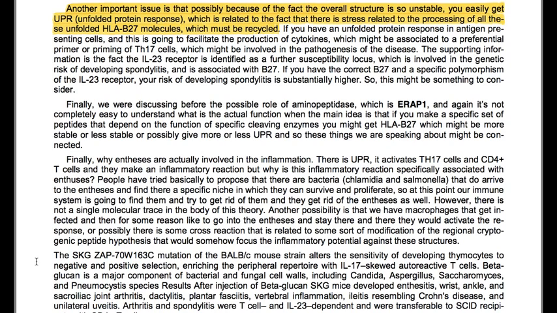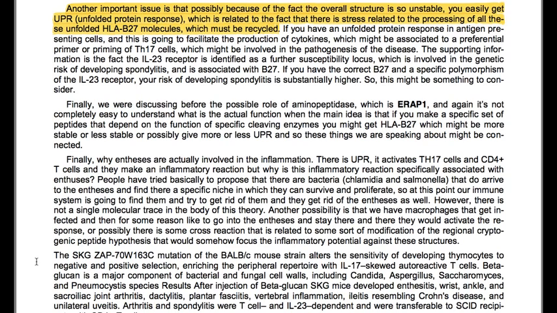If you have an unfolded protein response in antigen-presenting cells, this is going to facilitate the production of cytokines, which might be associated to a preferential priming of Th17 cells, which might be involved in the pathogenesis of the disease. The supporting information is the fact that the IL-23 receptor is identified as a further susceptibility locus, which is involved in the genetic risk of developing spondylitis and is associated with B27. If you have B27 and a specific polymorphism of the IL-23 receptor, your risk of developing spondylitis is substantially higher. So this might be something to consider.